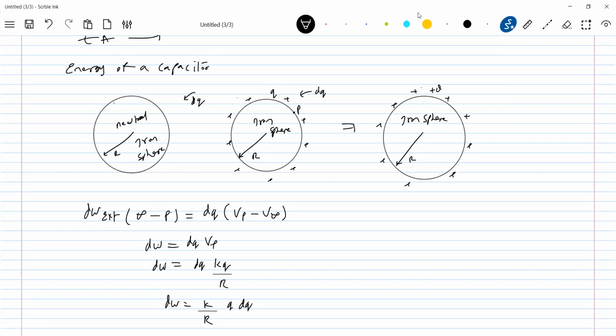All the work I do will be available in the charge system. So finally, how much charge? Earlier it was 0, and finally it has acquired q. There's a final and there's an initial. So integrating from 0 to q, we get kq square by 2r.